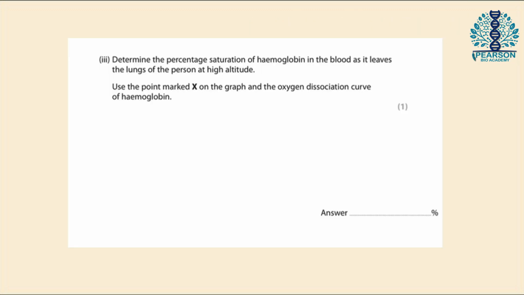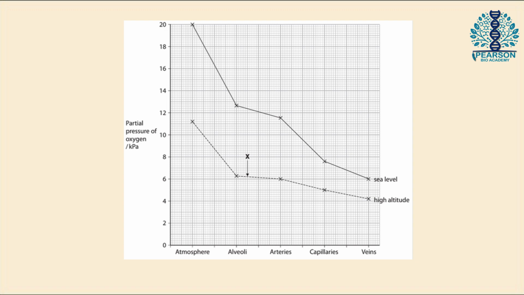And the next part: determine the percentage saturation of hemoglobin in the blood as it leaves the lungs of the person at high altitude. Use the point marked X on the graph and the oxygen dissociation curve of hemoglobin. Right. So on the graph you can see point X and they are asking for the percentage saturation. So first you need to know the partial pressure here in the alveoli. The partial pressure is something like 6.2.